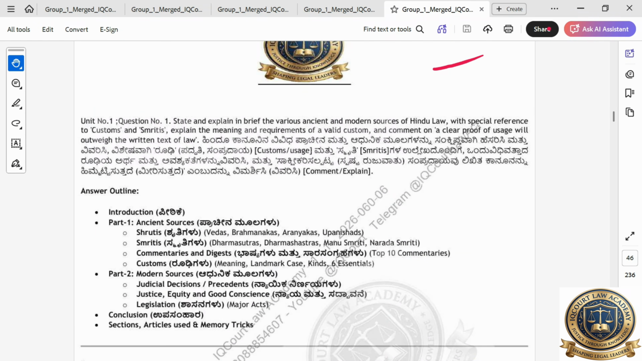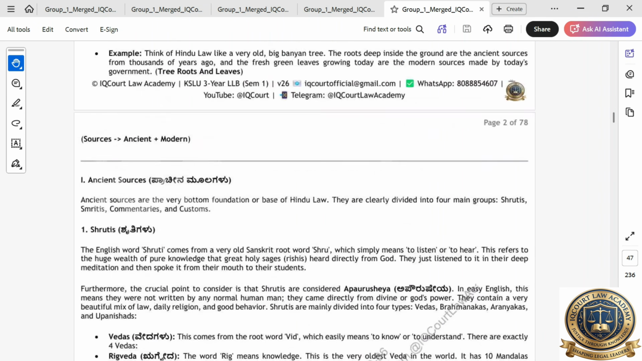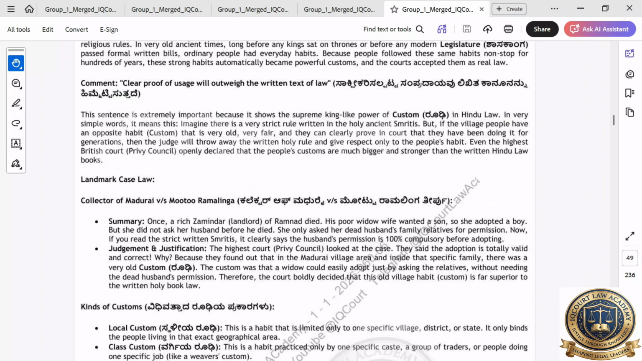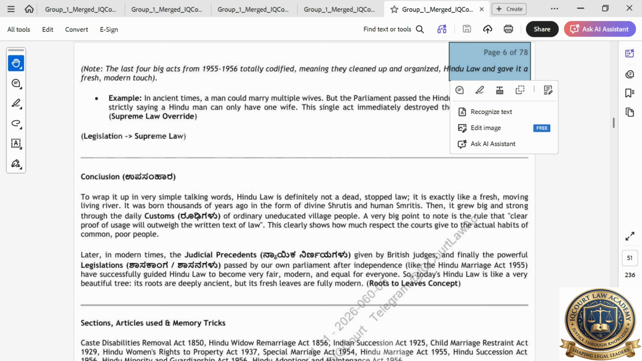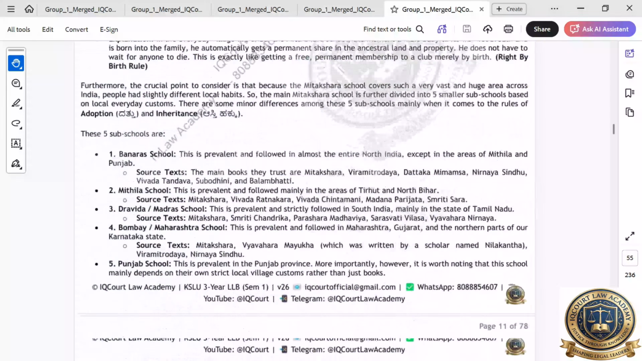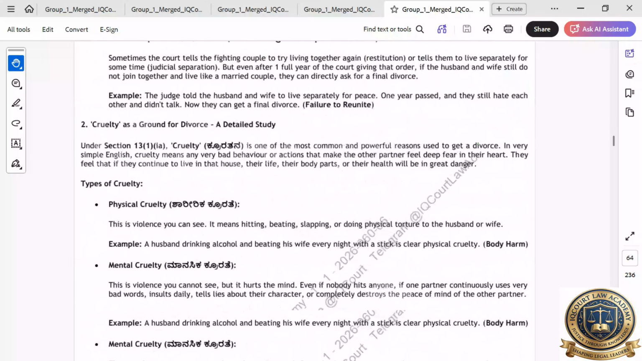This is the first question. This is the long note, special notes of IQCourt Law Academy. See the first page, second page, third page, four pages, five pages. See, five to six pages answer we are providing in IQCourt special edition having 78 pages. Okay, this is the way we are providing long answers. People who want to score above 80, above 90, for them we are providing these study materials.